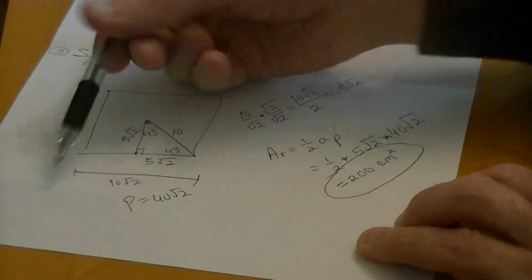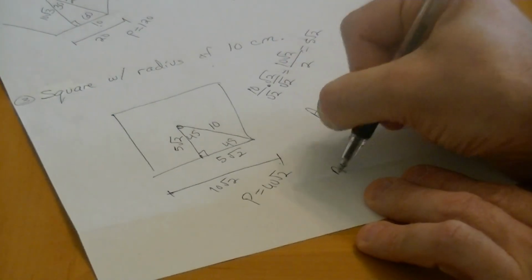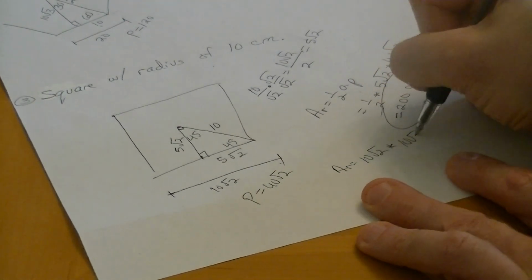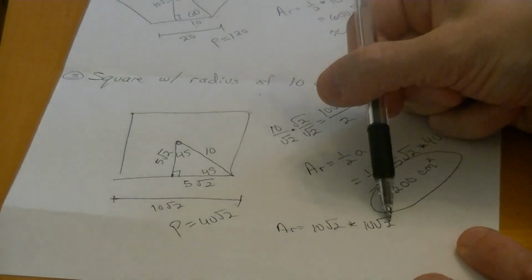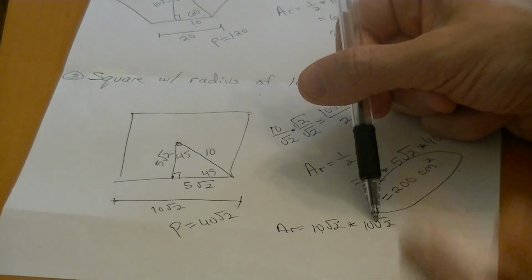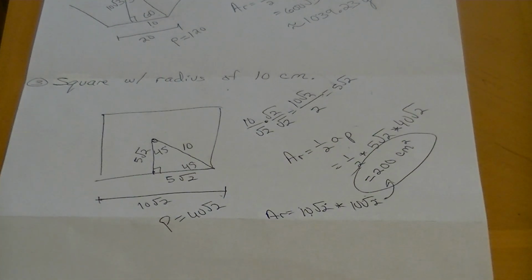But I didn't say you had to use this new formula here. How else could we have done this? How about side squared? We also could have said area is 10 root 2 times 10 root 2. You can do that in your head. Root 2 times root 2 is 2. 10 times 10 is 100. 2 times 100 is 200 centimeters squared.